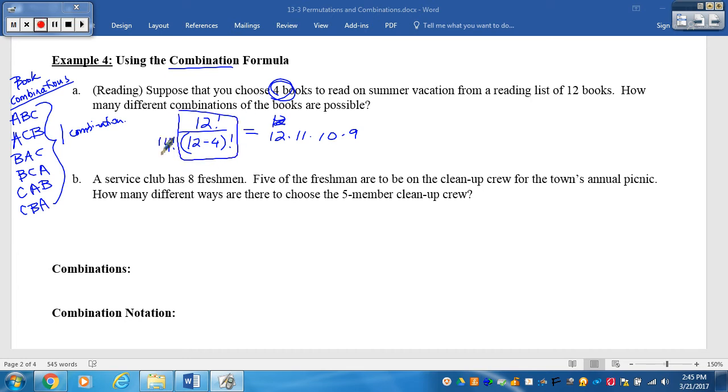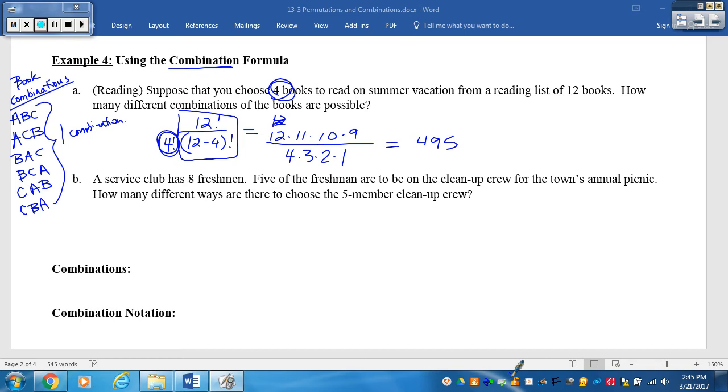But we also have to include this right here. So I'm going to put this over 4 factorial. I didn't write that all out. I just tried to show you, if I was to take 12 factorial over 8 factorial, that would leave me with this right here, and then over 4 factorial. And this is what we call a combination. And so there are 495 combinations of how I could read those 4 books from that list of 12.